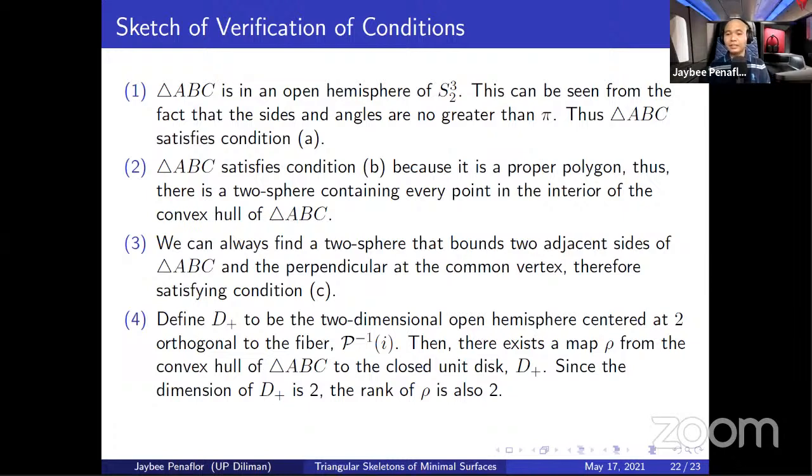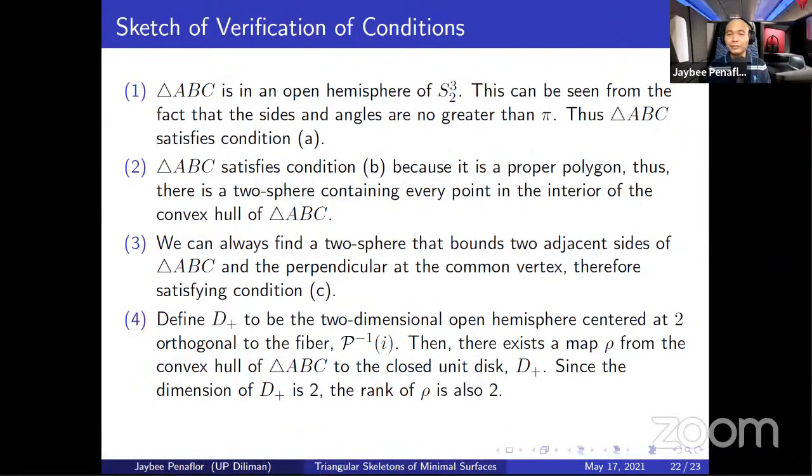Then we can actually show that there exists a map rho. We show this by construction in the paper. From the convex hull of triangle ABC to the closed unit disk D plus. So our closed unit disk D plus is actually the unit disk D bar that we saw earlier.